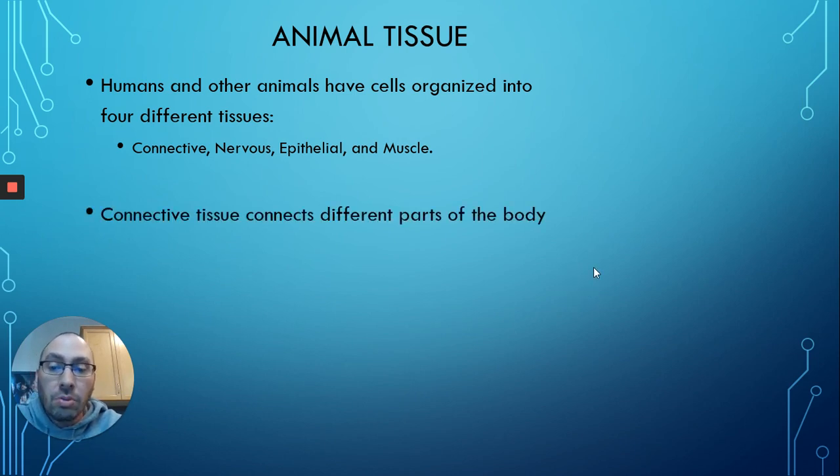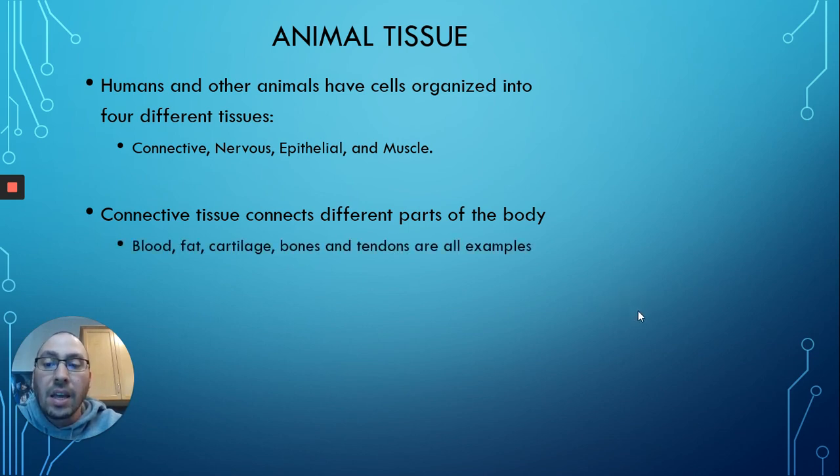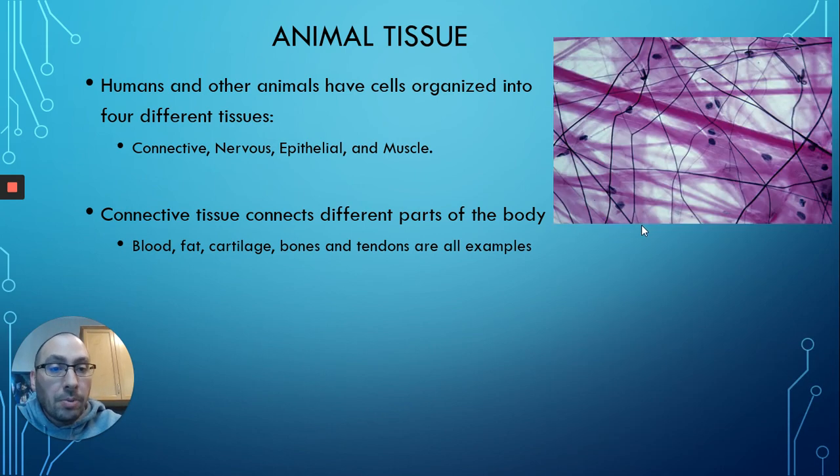The connective tissue simply connects the different parts of the body. It's all in the name. Okay? So blood, fat, cartilage, bones, and tendons, these are all examples of connective tissue. And here's a beautiful picture. Okay? Don't worry about that picture for now. It just gives you an idea of what it looks like. You can see different organelles in there. You can see cell membranes. Yeah, you can see the cells in there. All of those are just different tissues, connective tissues.